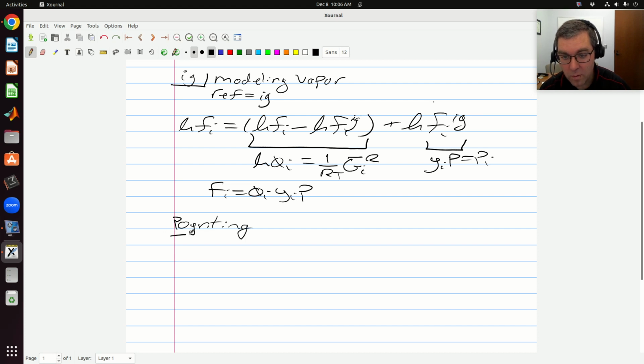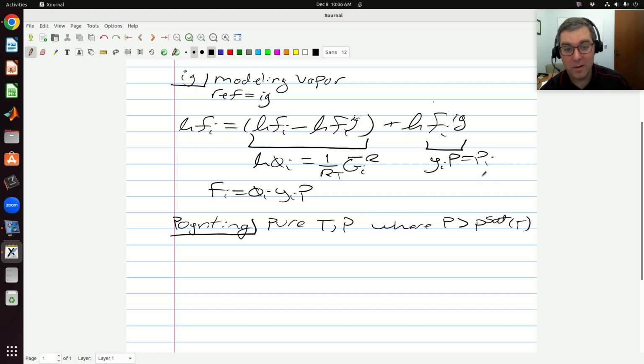When I'm talking about the Poynting correction, what I'm trying to do is calculate the fugacity of a pure component state at a given temperature and pressure, where typically my pressure P is greater than the corresponding saturation pressure at that T. So typically I'm modeling a compressed phase, say a compressed liquid.